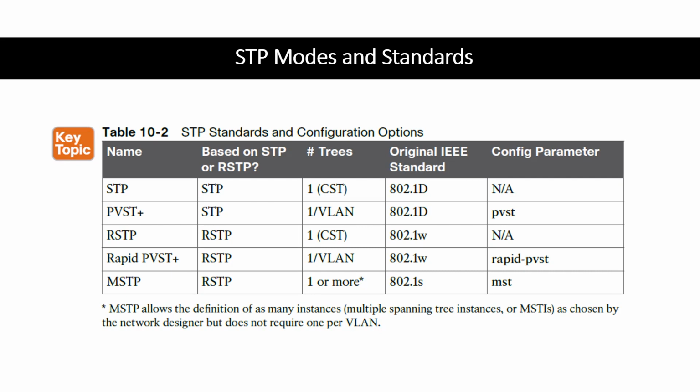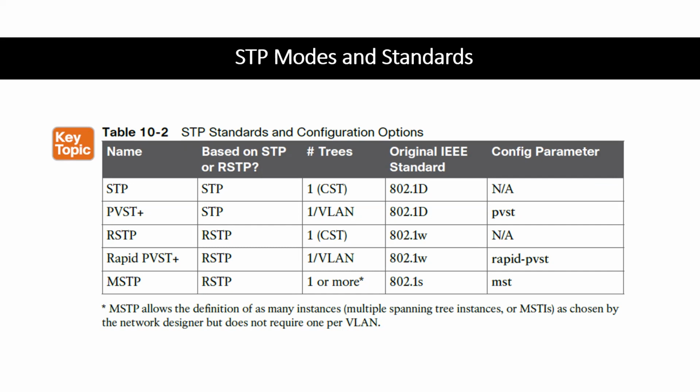Next we have PVST+. PVST+ is based off of spanning tree, but you have one instance per VLAN. So it's a per-VLAN spanning tree, versus the original spanning tree, just one common spanning tree. And of course, it's based off of 802.1D. If you wanted to configure it, you would go to global configuration and put spanning-tree mode pvst.